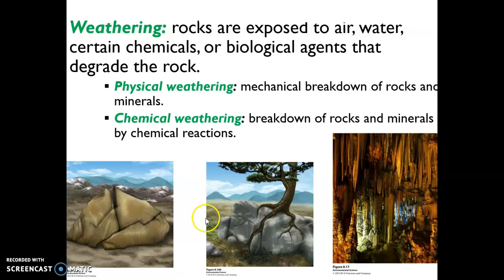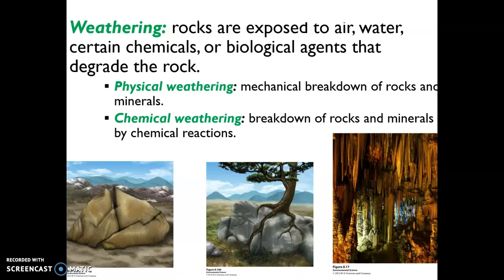In this next picture, we have a tree with roots going into the rock. That's typically physical weathering, where the roots pushing in through the cracks in the rocks are breaking apart the rocks. This last example, where you have, for example, limestone caves, is an example of chemical weathering, where the rocks and minerals are broken down by chemical reactions. Things like acid rain would be an anthropogenic cause of that, but also natural causes. For example, limestone, the calcium carbonate in the limestone dissolves easily, and that can result in this chemical weathering.